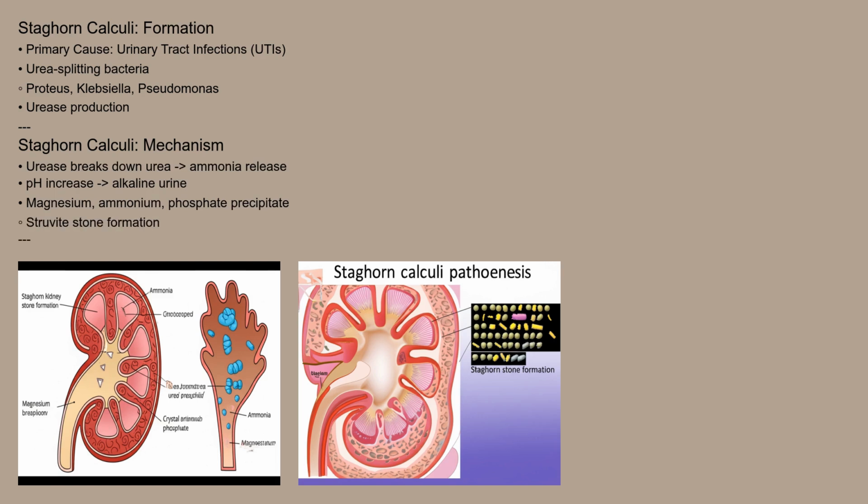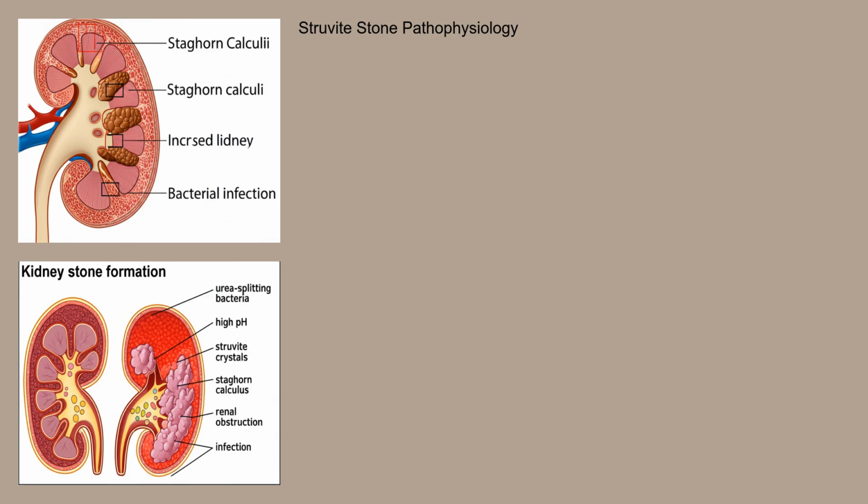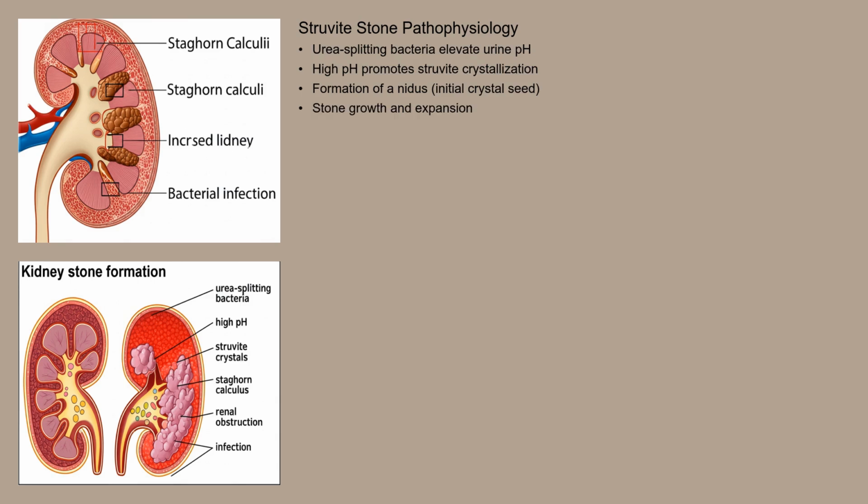or anatomical abnormalities. Now let's delve into the pathophysiology, or how these stones develop and affect the body. The elevated pH caused by urea-splitting bacteria is the key player. This high pH favors the crystallization of struvite, leading to the formation of a nidus, or initial seed. As more minerals precipitate, the stone grows, often expanding to fill the renal collecting system, resembling the antlers of a stag, hence the name. This extensive growth can obstruct urine flow, leading to hydronephrosis, which is the swelling of the kidney due to urine backup. Prolonged obstruction and infection can cause irreversible kidney damage, including scarring, impaired function, and in severe cases, even kidney failure.